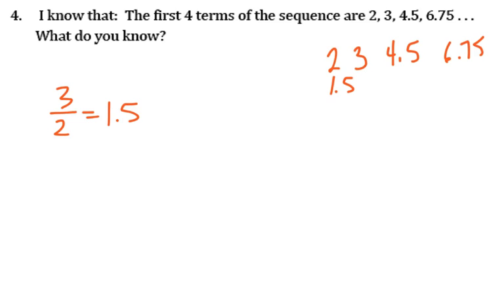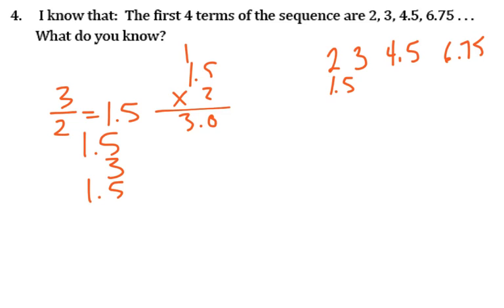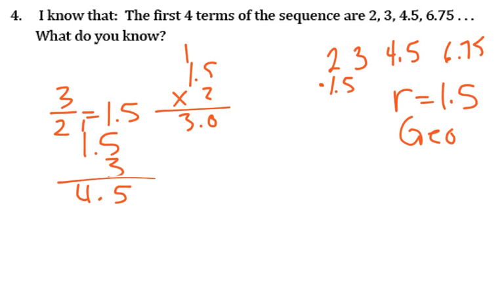So 2 times 1.5, that's 3. What about 3 times 1.5? Let's do it on the top. Let's see if this works. So that would be 4.5. 3 times 1 is 3, plus 1.5 is 4.5. So we're multiplying by 1.5. So our constant ratio is 1.5, making this geometric. Okay.